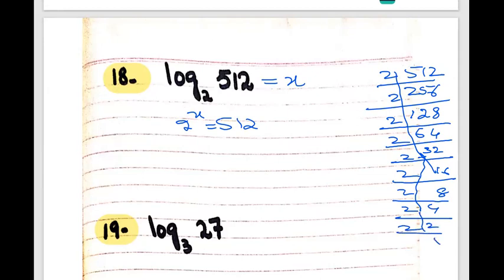So this is 3, 4, 5, 6, 7, 8, 9. So we can write 2 raised to power 9. Now the bases are the same, so the powers are also the same. So x equal to 9 is the solution. And now we can verify that this value satisfies the given equation. I substitute x over here and then convert it into exponential form, and that will satisfy the given equation.